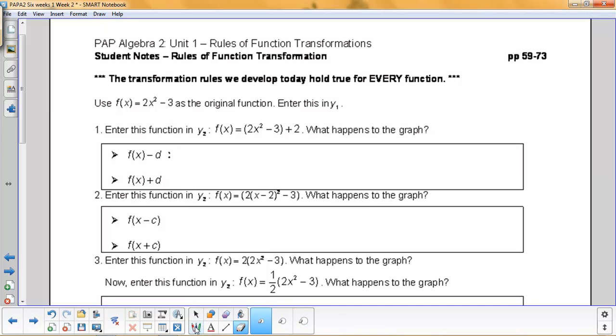Let's reverse that. A minus will give you a shift down d units. Addition will give you a shift up d units. When it is inside parentheses with the x, you are thinking opposite of what actually is going to occur. A negative symbol typically means we move left in mathematics. However, it's the opposite. You will be moving right c units. This is left c units.